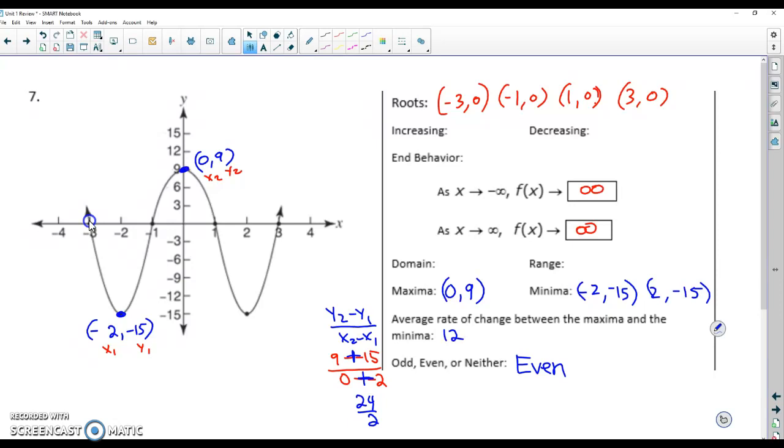Now, because there's a second minimum, if we were to do the other side, all that's going to do is give us a -12 because they're the same distance underneath the x-axis, and they're the same distance away from the y-axis. So that's why it gives me two different answers like that.